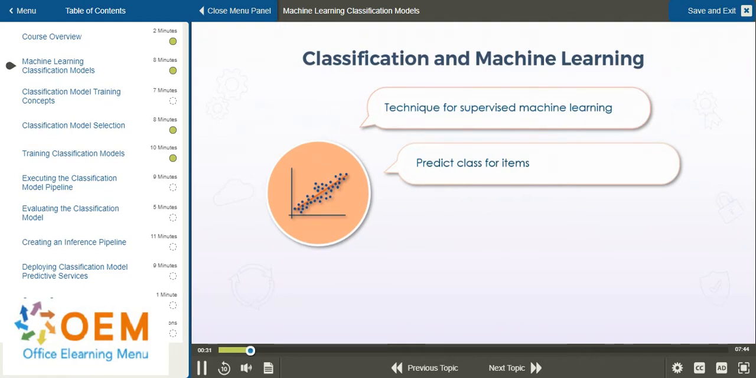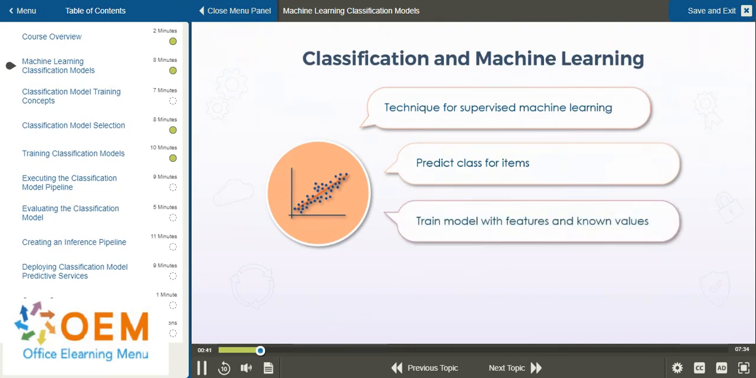So, for example, you can classify what sort of fruit is in a picture, or you can classify whether a patient is diabetic or not. And since this is supervised machine learning, it means that we train classification models with features and known labels. So, for example, we'd train a classification model to predict whether patients are diabetic by feeding in tons of data that shows the model characteristics of patients that we already know are or aren't diabetic.